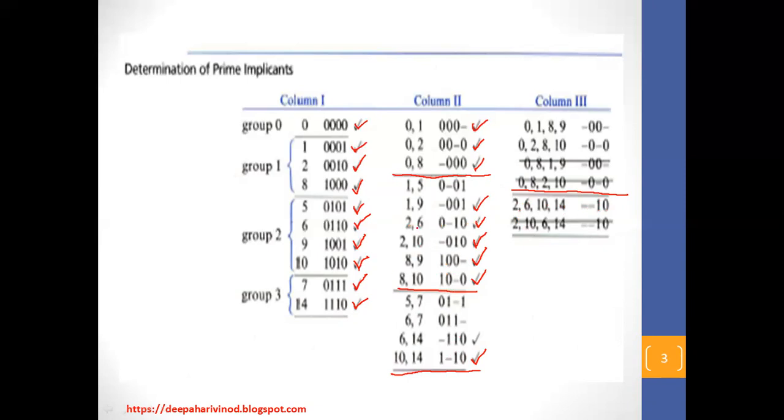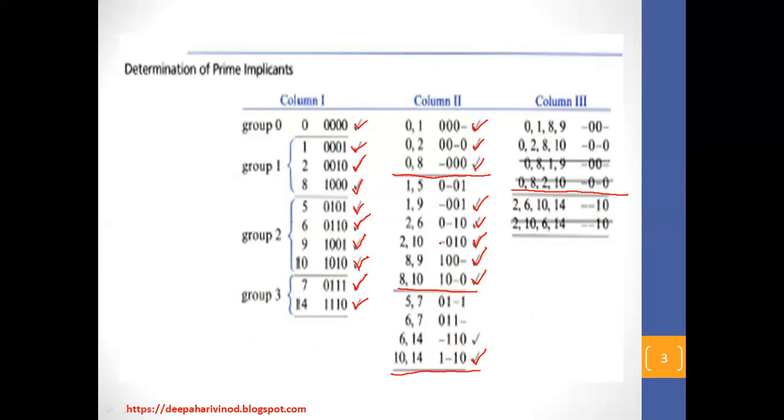That will be the comparison. Next, 2, 10. 2, 10 with 5, 7 cannot be done. 6, 7 cannot be done. 6, 14 cannot. 2, 10, 6, 14 can be done.